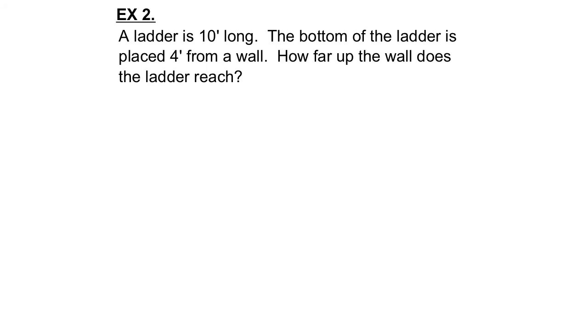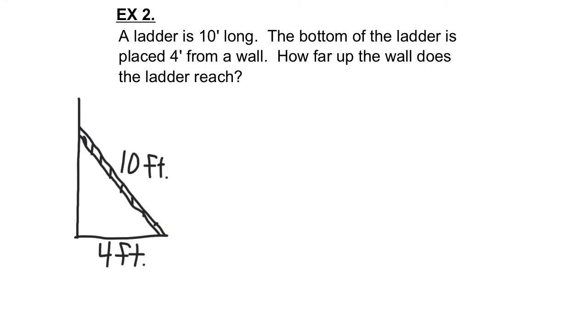So when you're solving a problem like this, you want to visualize the situation. So try to picture in your mind's eye a ladder leaning against a wall. Okay, the ladder is 10 feet long. And that ladder is placed 4 feet from the wall. Well, here's the wall. 4 feet from the wall would be this distance here. And the question's asking, how far up the wall does the ladder reach? Well, that would be from the ground up to where the ladder is touching the wall. This distance right here. Let's just call it h.